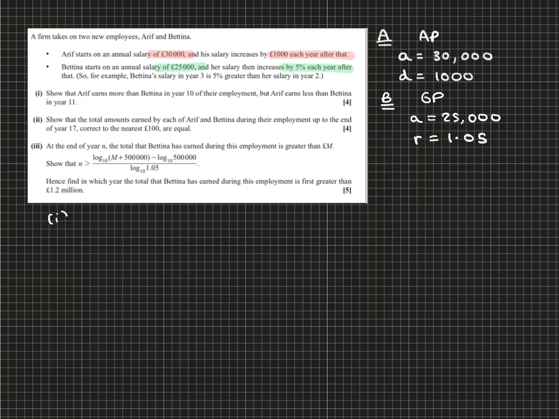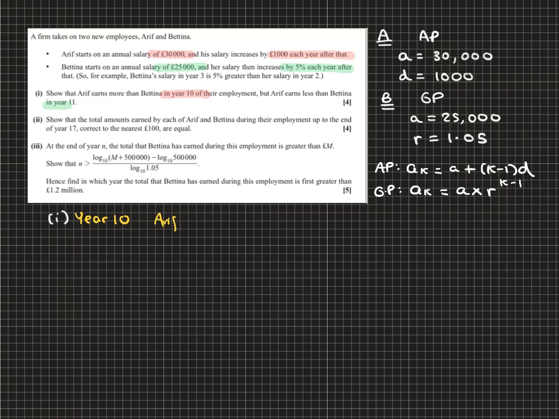So part 1, show that Arif earns more than Bettina in year 10 of their employment. So we're not looking at their total salary over 10 years, we're looking at the salary in year 10 and then in year 11. So let's look at each of these years separately, and remember that for an arithmetic progression, a general term is a_k, which is a plus (k minus 1)d, and for a geometric progression, a_k is equal to a multiplied by r to the k minus 1, using these formulae correctly. So let's start with year 10 of their employment.